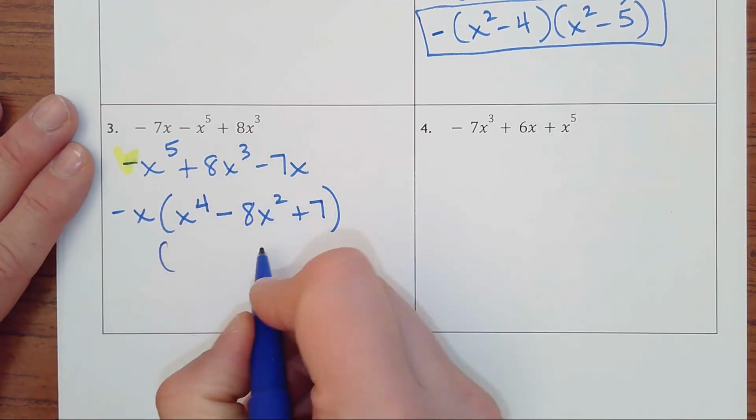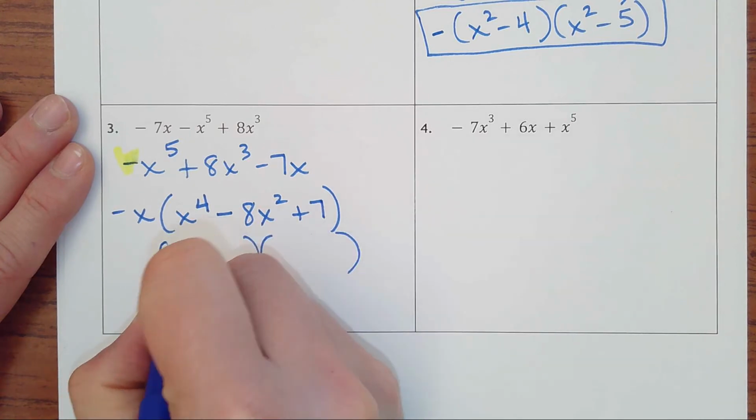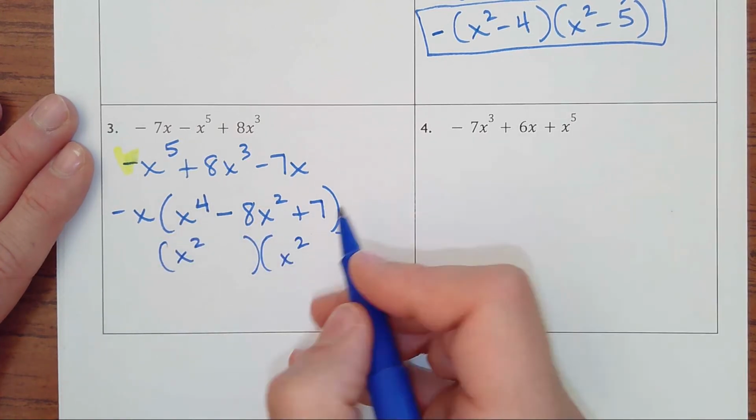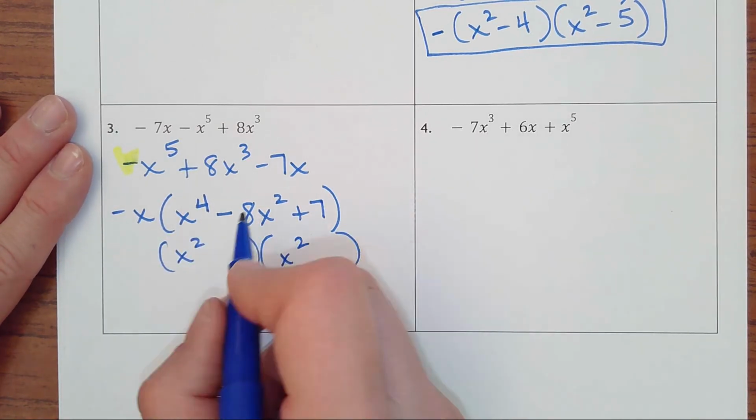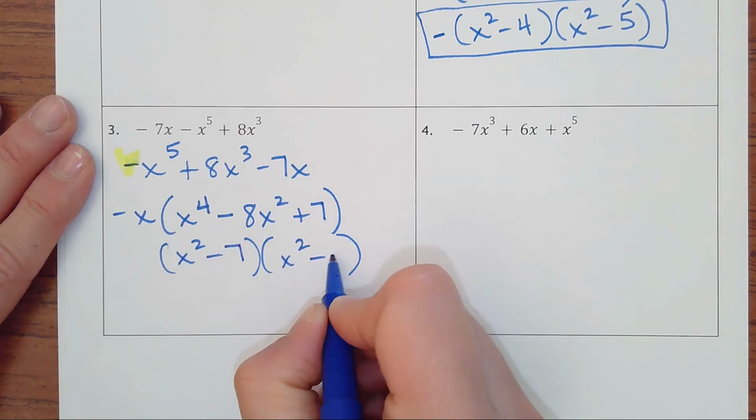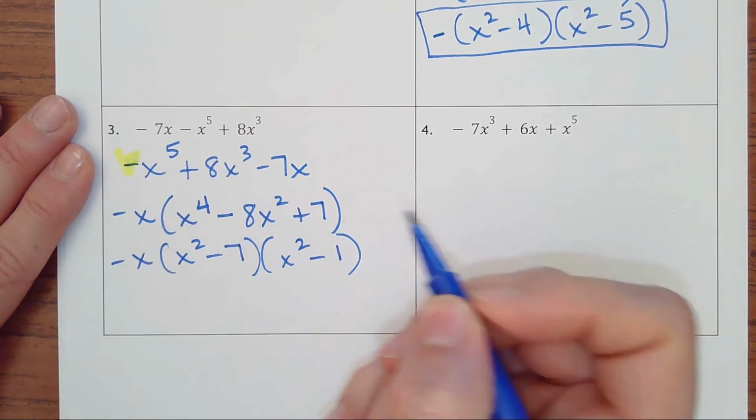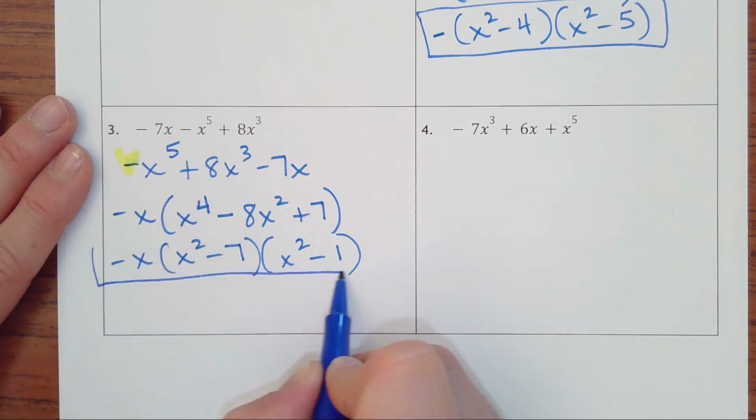So then I need to factor one more time. Two things that multiply to make 7 but add to make negative 8 would be negative 7 and negative 1. The order does not matter, and that would be my final answer.